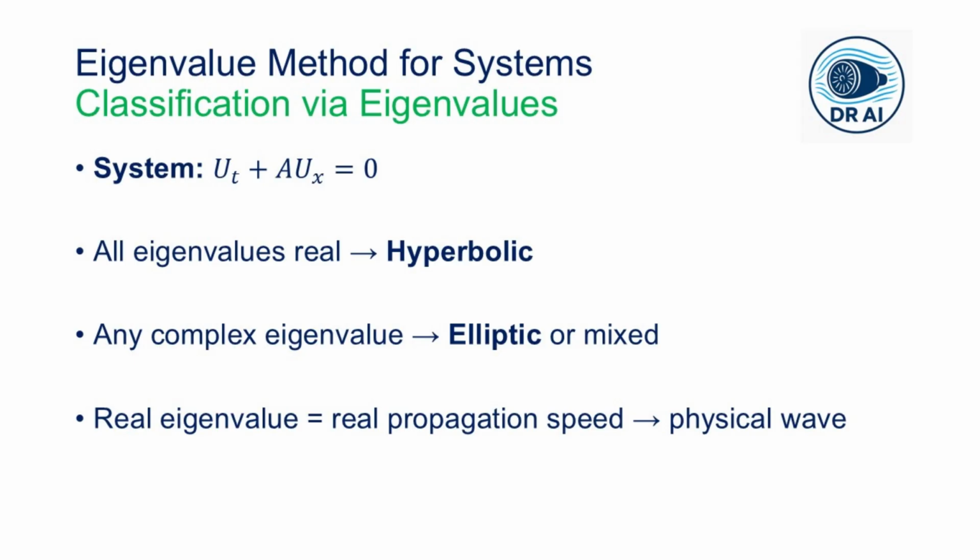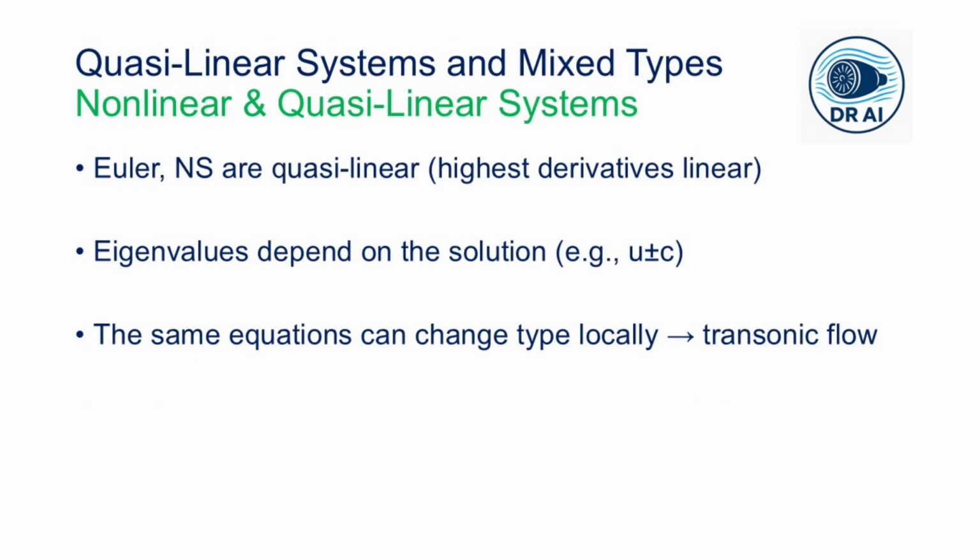So why does the reality of eigenvalues matter? The answer is that real eigenvalues correspond to finite real propagation speeds, the basis of wave propagation. Complex eigenvalues imply no real propagation speed, usually indicating the instantaneous global influence of elliptic problems. So the above analysis is primarily for second order linear PDEs or first order linear systems.